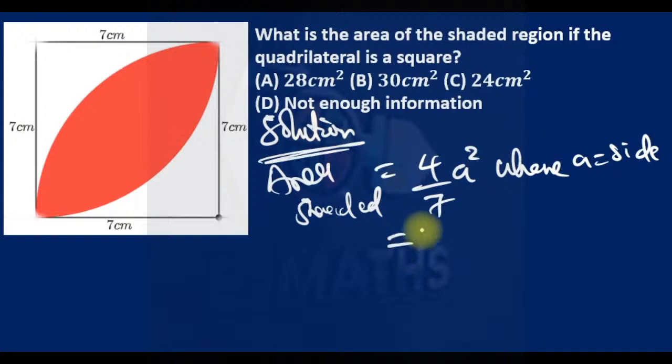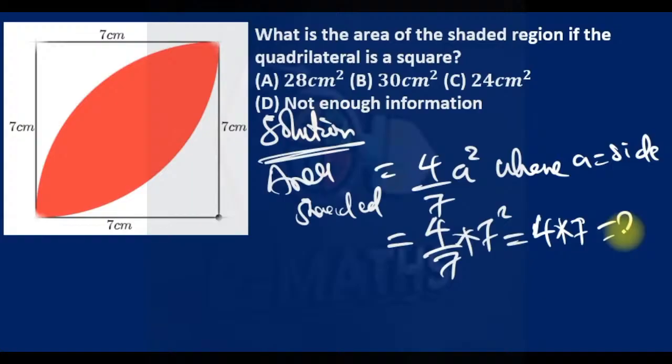So from this you see that the answer is 28, because this is 4 over 7 times 7 squared, which is 4 times 7. So the answer is option A. Do you see that it's fast? Let me now prove how I got this formula.